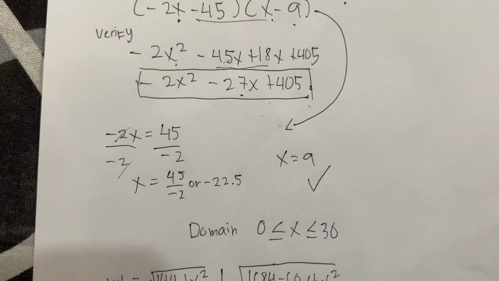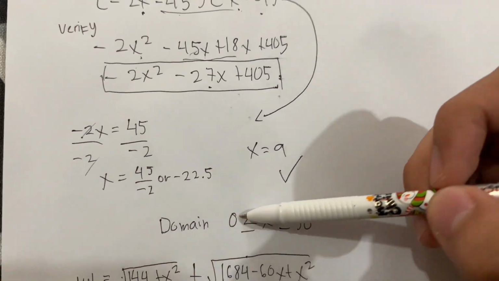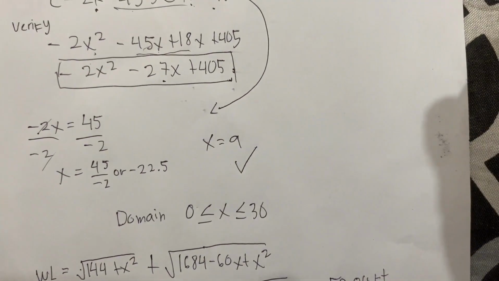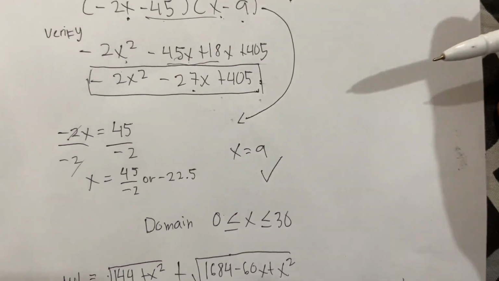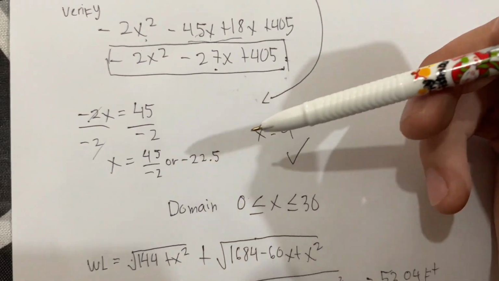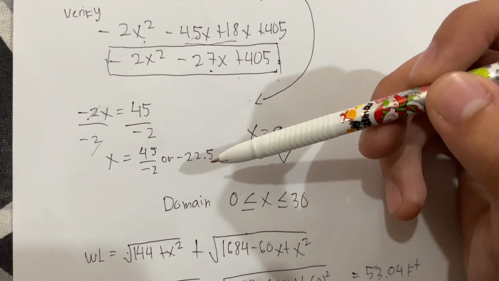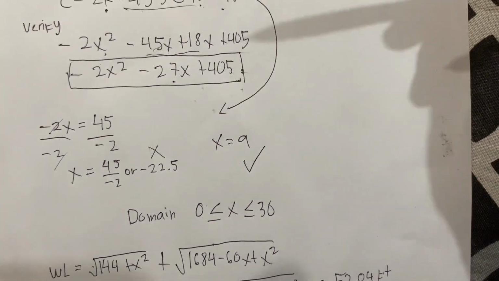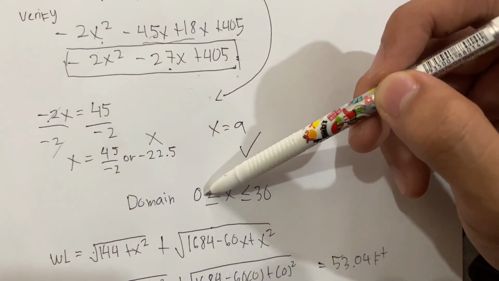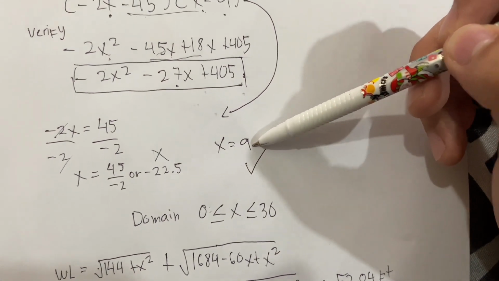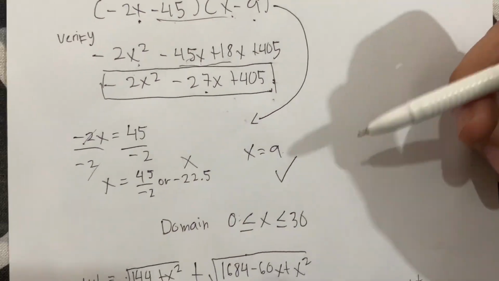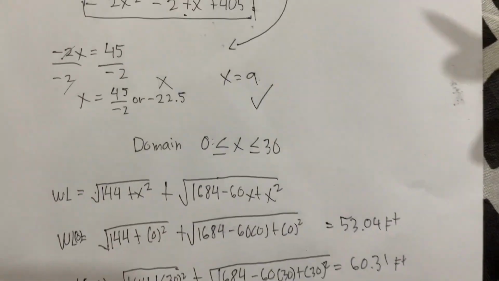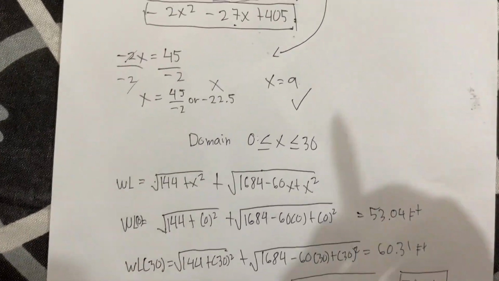And then let's go back to our domain. We have a domain of 0 less than x, and x is going to be less than 30. So we have here negative 22.5, that is going to be out of the equation, since it is negative, it is lesser than 0. So we have 9 here, and yes, we can use 9 since it is positive and it is closer to 30.